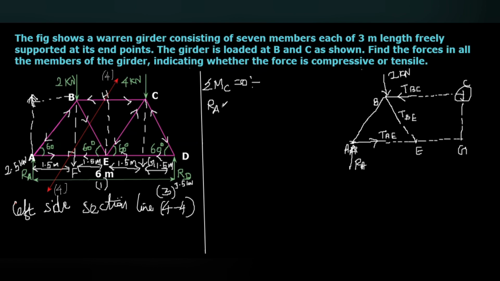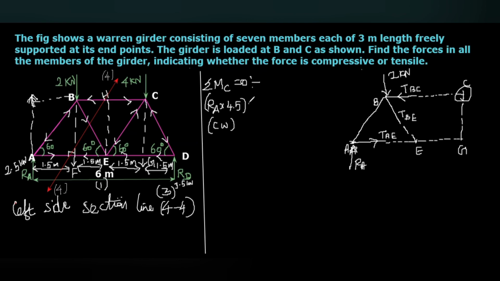So RA into 4.5, this is clockwise moment. This will be counterbalanced by, here you can see this 2.